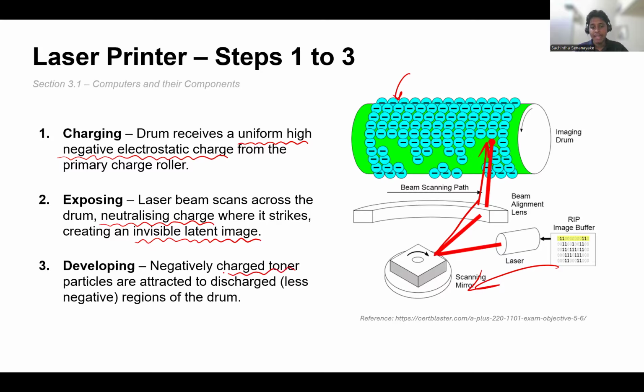So what then happens is exactly what I was talking about. We can then apply negatively charged toner particles, right, to the drum. So you have this powdered ink that is applied to the drum, which you will see in more detail on the next page. And since the toner is also negatively charged, they are repelled from the areas of the drum that are also negatively charged. But they stick to the areas of the drum that are less negative, or in other words, where the laser has neutralized the charge. So the particles are attracted to the discharged regions of the drum, sticking to the areas that don't have negative charge.